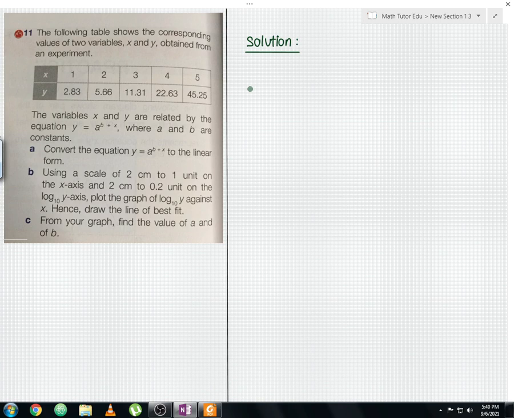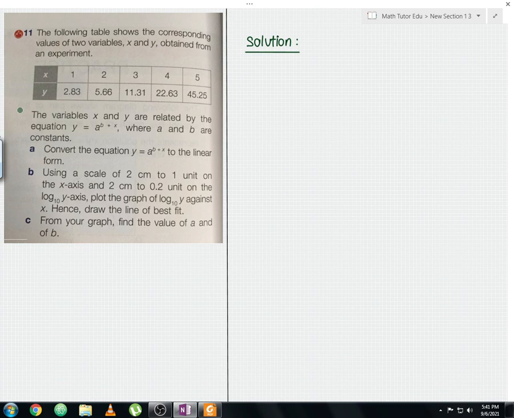Okay, let me read the question now. The following table shows the corresponding values of two variables x and y obtained from an experiment. As you can see here, the first row consists of the values of the x variable and the second row consists of all the values of the y variable. Continue to read the question. The variables x and y are related by the equation y equals a to the power of b plus x, where a and b are constants.